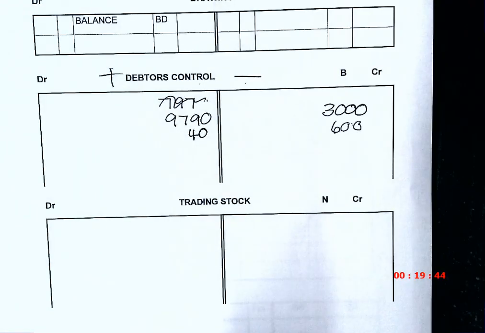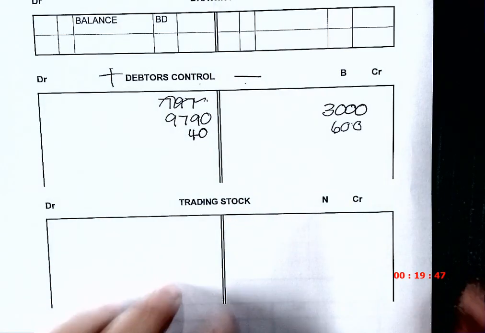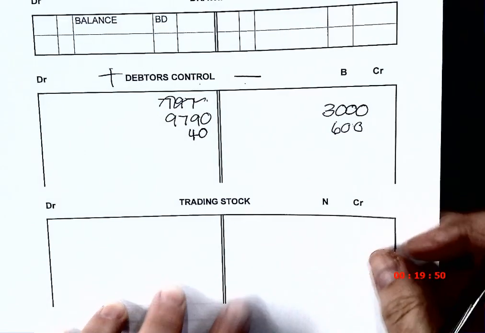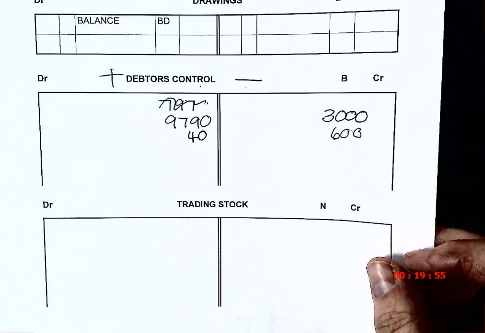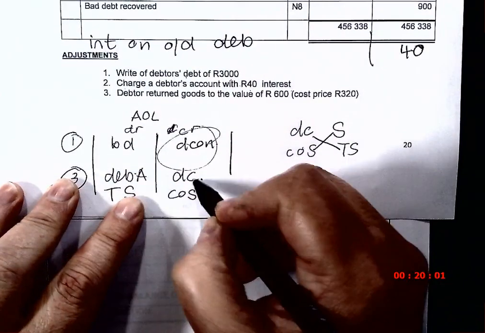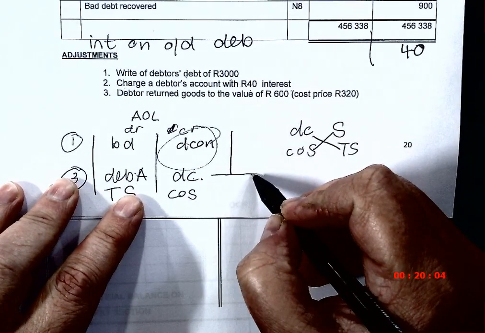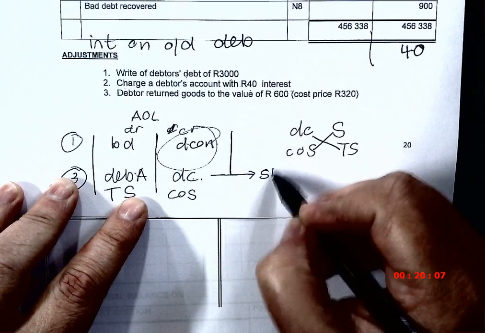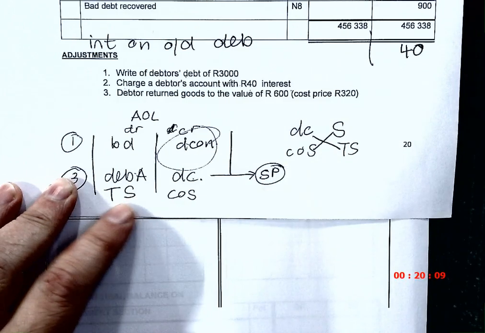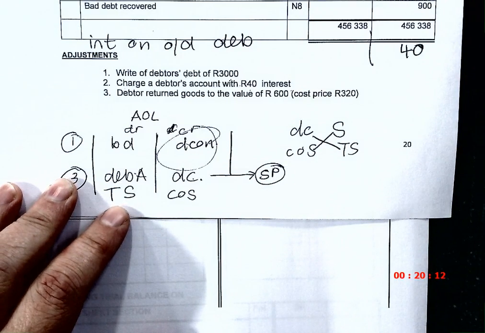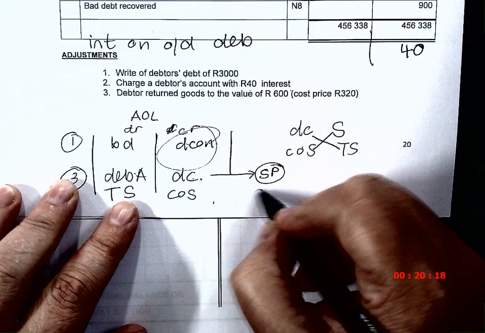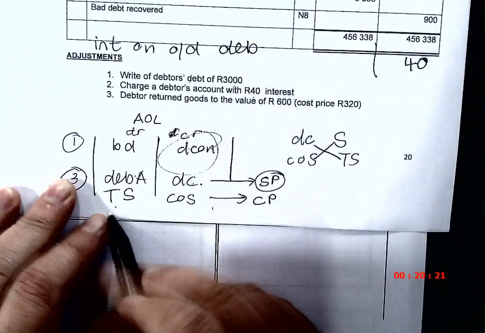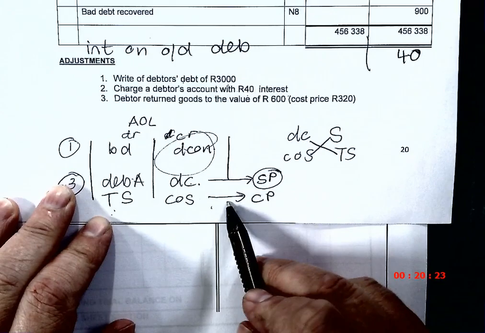What will I debit with the 600? What's the T that goes with stock being returned? Ne? A debtor's debt is going to get less. I do with debtor's allowance and debtor's control. Please pay attention. I do the selling price because that is the price the debtor paid, and that's the price that influenced my sales. With the trading stock and the cost of sales, I use the cost price because this is now stock coming back to me.